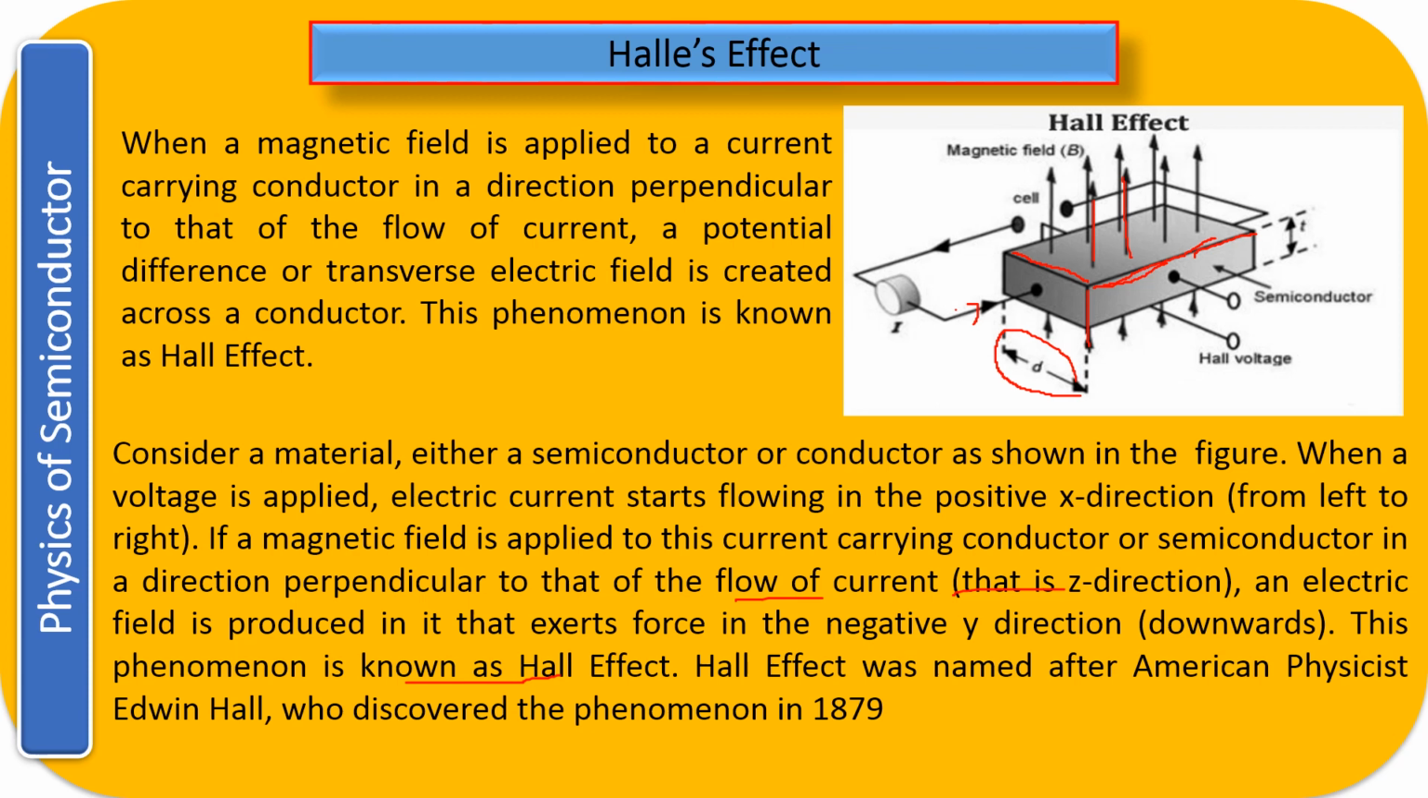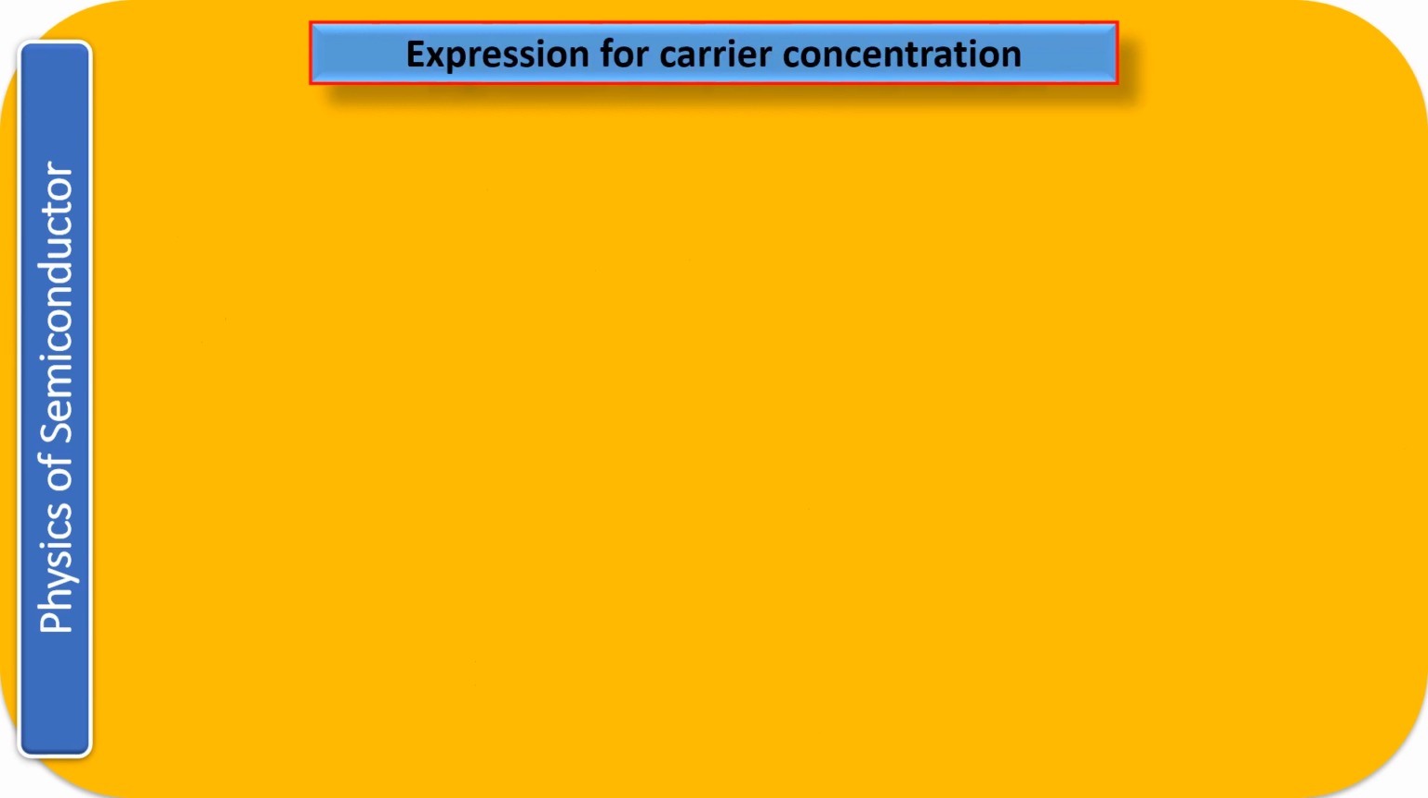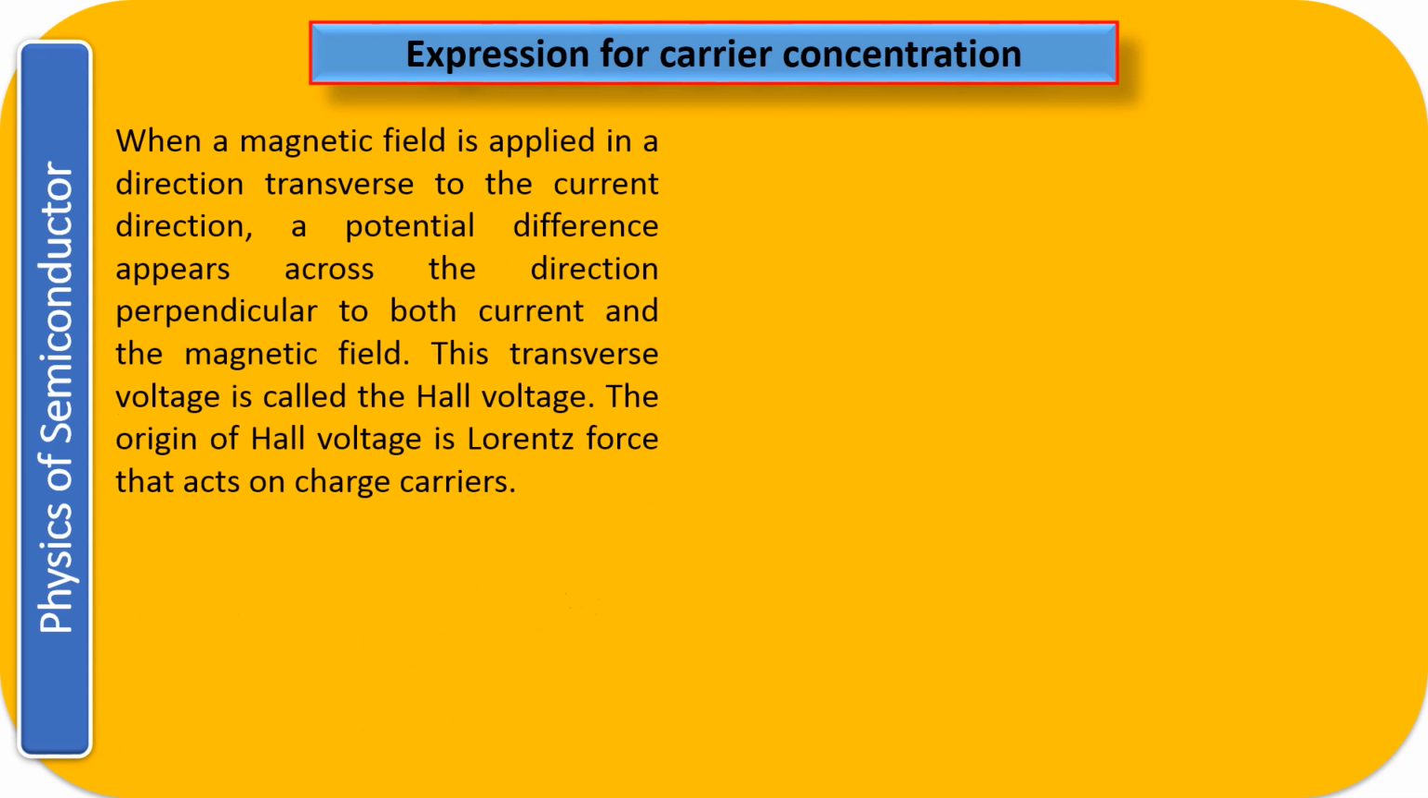The Hall effect was named after an American physicist, Edwin Hall. It was his name, who discovered the phenomenon in 1879. This phenomenon of the Hall effect was discovered. So now let us use this effect and calculate the expression of your carrier concentration. Alright, so the same thing again I am writing over here.